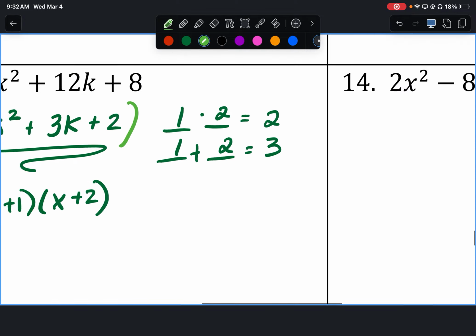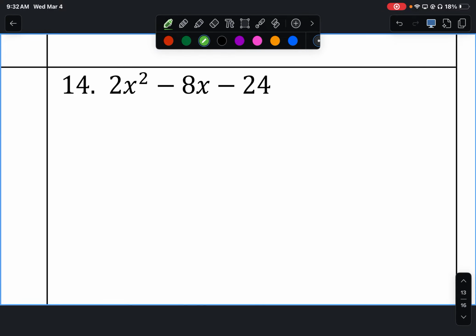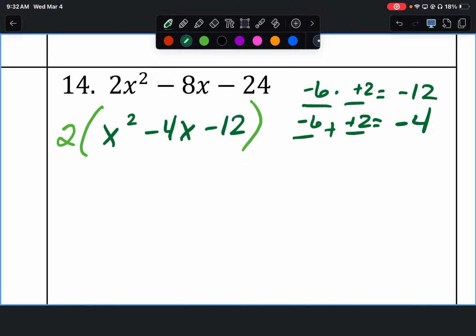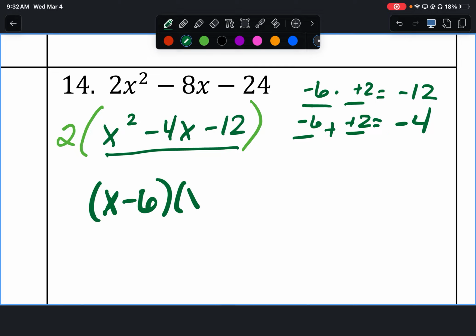All right, let's look at number 14. What is the GCF for number 14? 2. If we take out a 2, what does that leave us with? All right, what multiplies to give us negative 12, but adds to give us negative 4? Negative 6, positive 2. So since this inside part has an a value of 1, we can do x minus 6, x plus 2. And then we put our GCF in front.